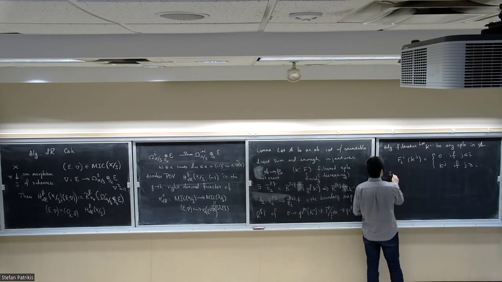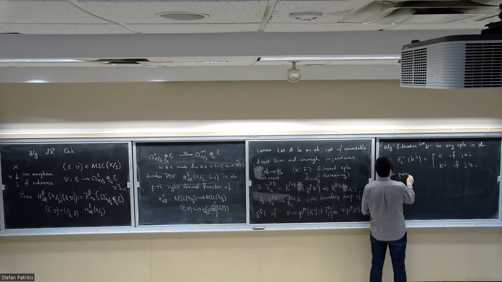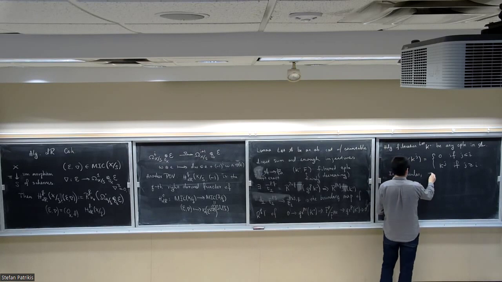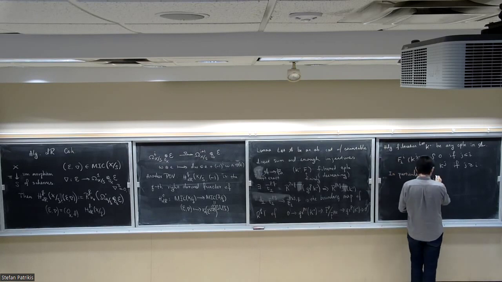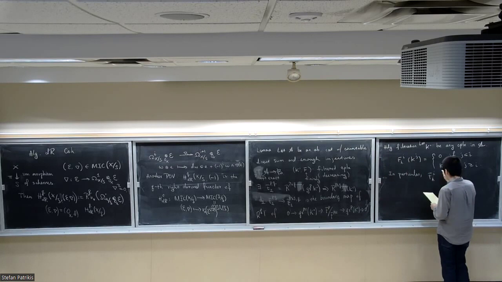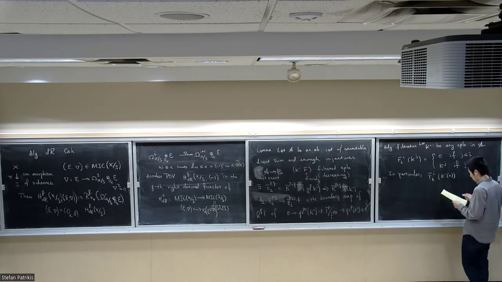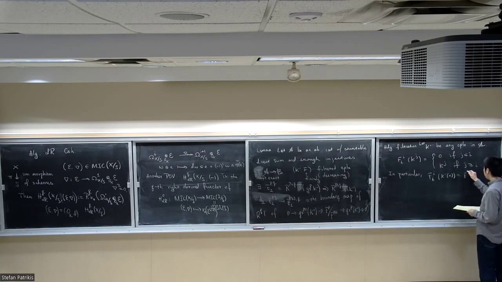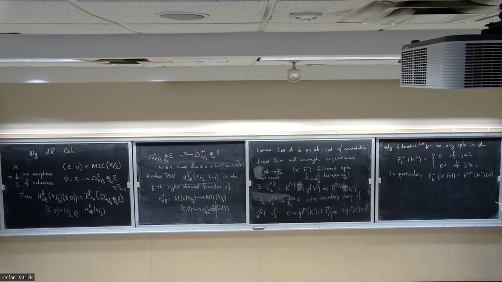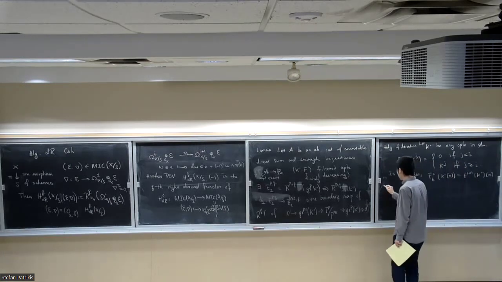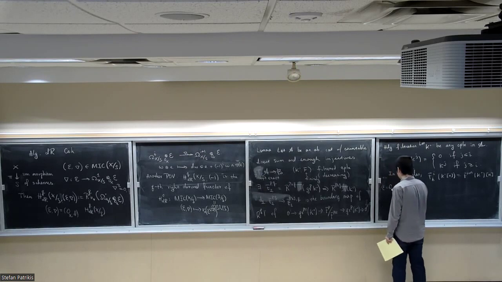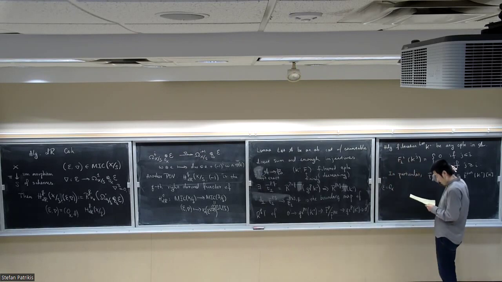So in particular, the Hodge filtration applied to a shift is this. Okay, so now I'm going to apply this to the case when E is just a structure sheaf.